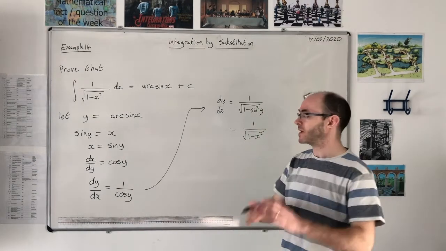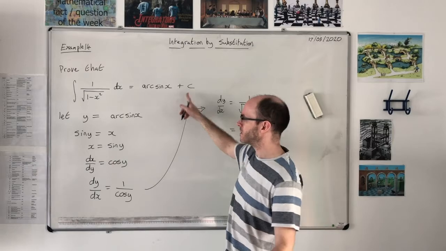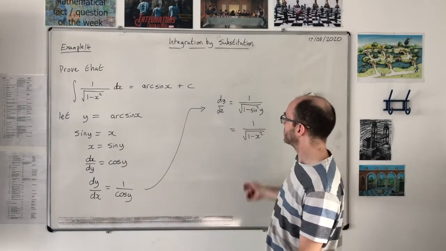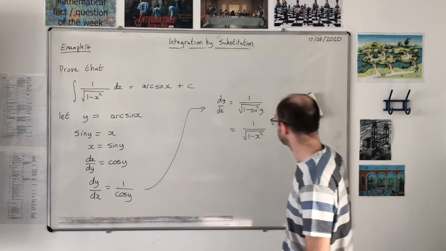And you can also explain that when you differentiate a constant term, you get 0, okay? And that is it, okay? That is it. We've proved it from right to left, okay?